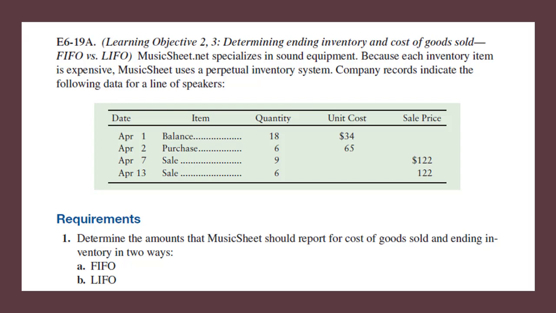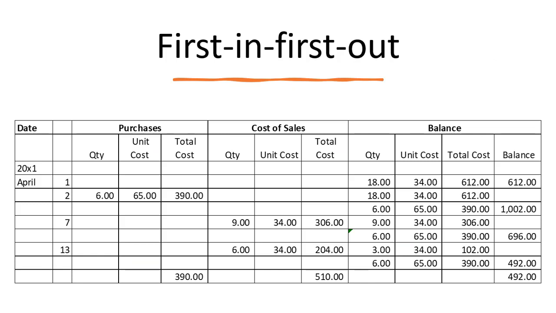Okay, we have a balance of 18 units at $34. And then we purchase on 2nd April 6 units at $65. And then we had a sale on 7th and 13th, 9 and 6 units respectively, and the sales price will be fixed at $122. So let's first discuss first in, first out.